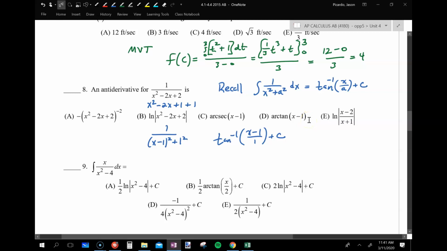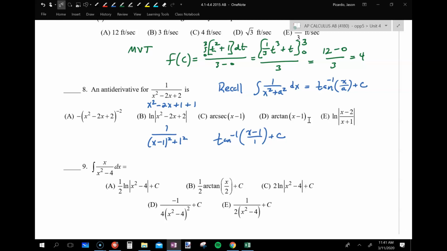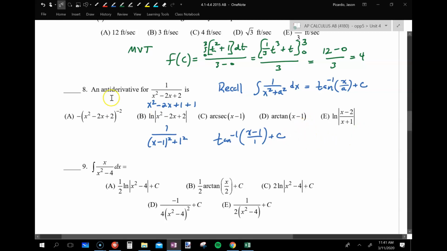Is it wrong? It's actually the exact opposite reason. If I said what is the integral? The integral is what? The one thing that will always work, right? If I said what is an antiderivative, isn't this an antiderivative? Isn't this an antiderivative? Right? So this is an antiderivative. It's just not the integral.